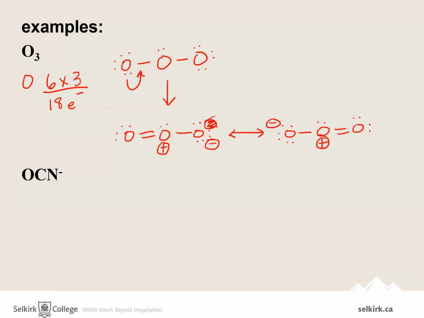So those are the resonance contributors. If I imagine the resonance hybrid, the true ozone molecule doesn't have a double bond on one side and a single bond on the other. What's the bond order in the true form? I'm spreading 3 bonds over 2 positions. Each one of those bonds is really a bond and a half.